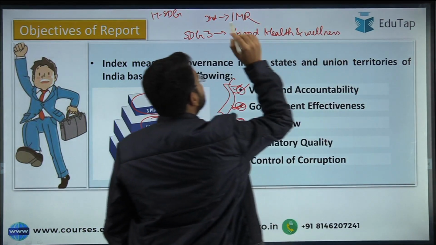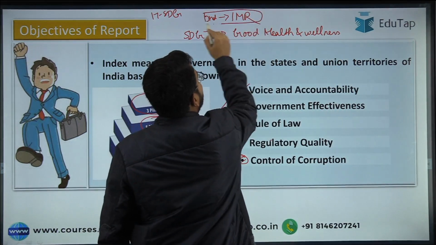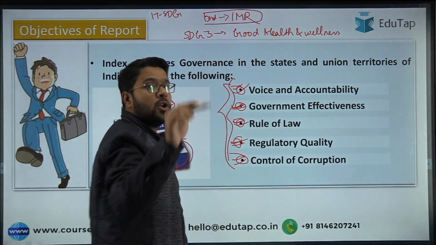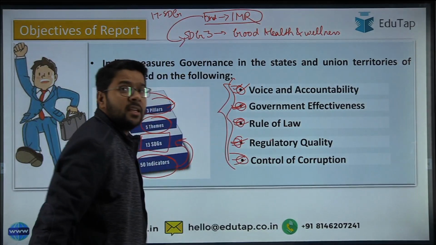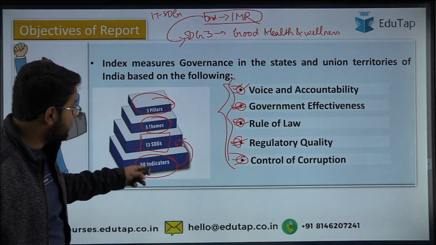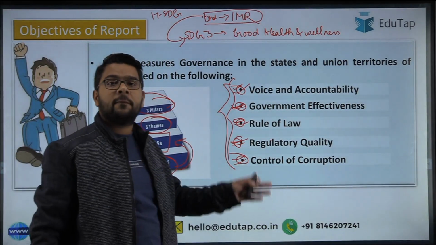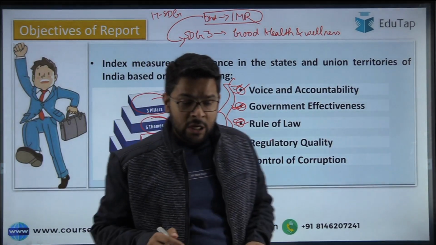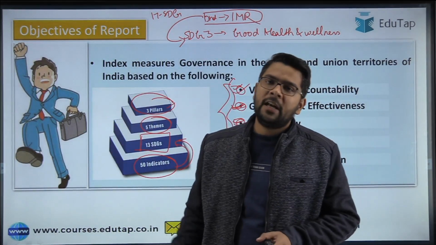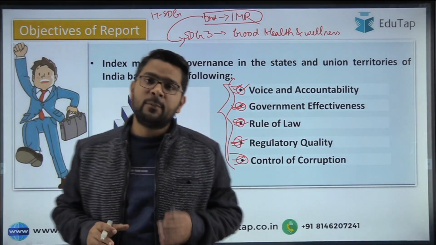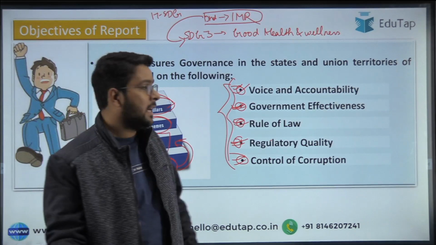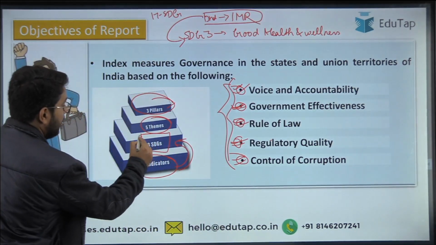So guys, if a state is performing well under this indicator, this indicator maps with which of the following sustainable development goals? That is sustainable development goal number 3. So this is how these 50 indicators map with different sustainable development goals. An important question that can be framed from this report is: the Public Affairs Index Report 2020 maps with how many sustainable development goals? The answer is 13.